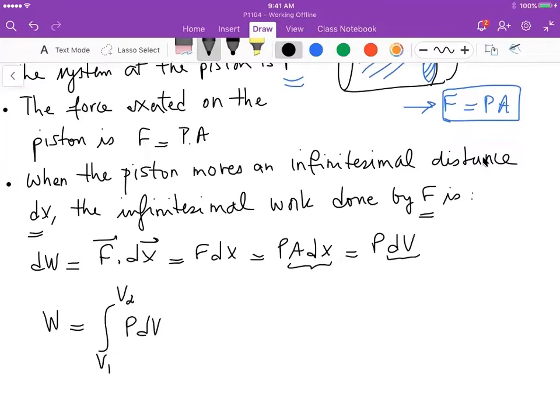So if the system undergoes a volume change between V initial denoted as V1 and V final denoted as V2, then the work done during this volume change is given by this expression, and this you should know and memorize because we may need to use it. So this is the work done by the system for a given volume change.